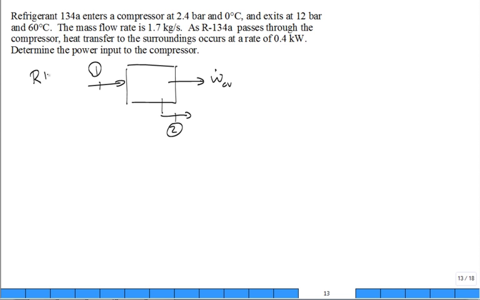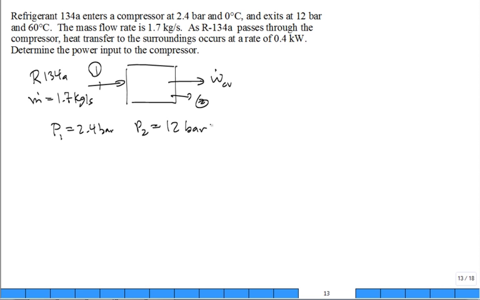There's refrigerant 134A. It has a mass flow rate of 1.7 kilograms per second. It's going to be operating steady state, so m dot 1 is equal to m dot 2. I'm not going to worry about the subscript. In is equal to the out. And then we have the pressure at 2.4 bar. And let me scoot this over a little bit. Maybe I put it over here, state 2. What about the pressure at 2? It's 12 bar.